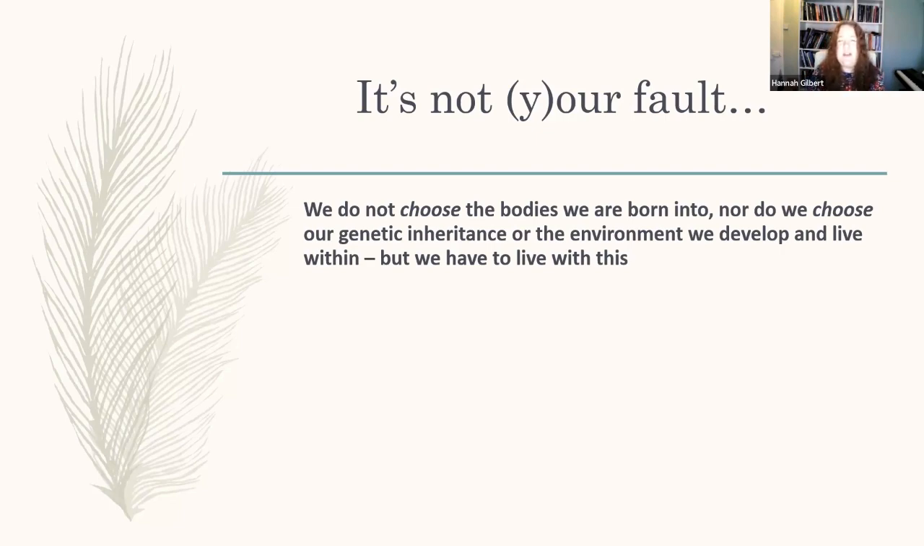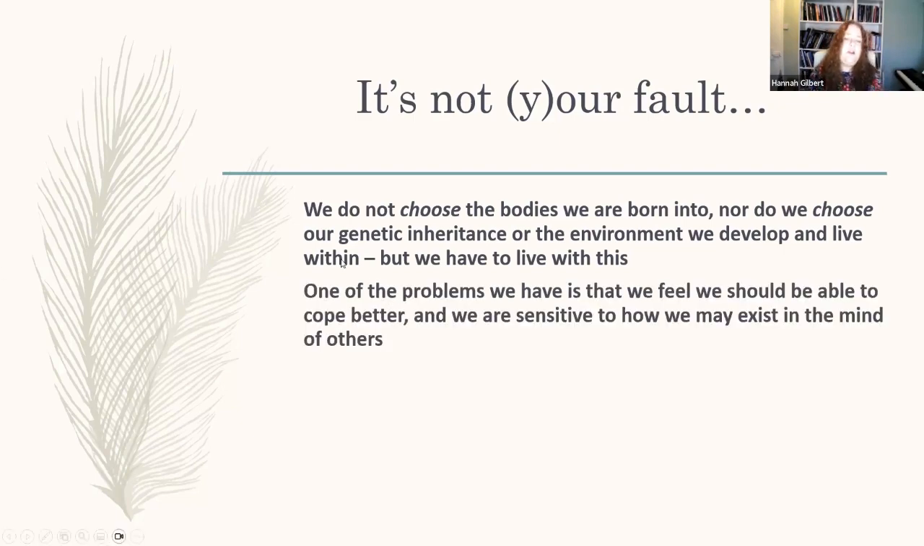So it's important, I think, to have this as a basis, that we don't choose this. It's not our fault that we have the bodies or the brains or the backgrounds that we have. That's important. One of the problems that we may face is that we may feel that we should be able to cope better. And of course, we're very sensitive to how we may exist in the mind of others. That's another really important insight from lots of different disciplines and perspectives, that we are social beings. Human beings are social. We generally do better within communities.